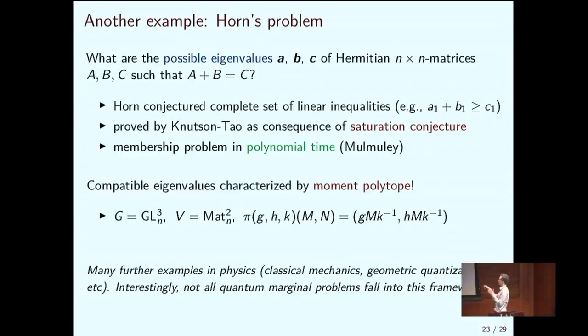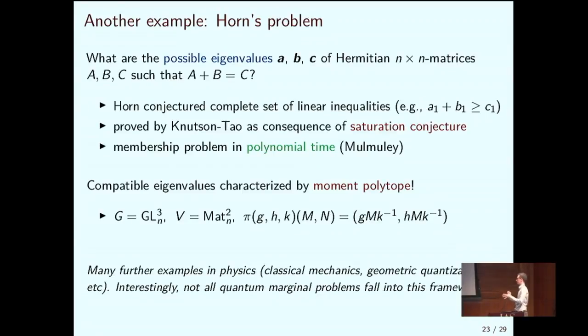Again, it's not clear. It's easy to write down certain inequalities. For example, using such variational principles, you can easily see that the sum of the largest eigenvalues of A and B should be at least as large as the largest eigenvalue of C. All inequalities here are of this form. They are linear inequalities of the eigenvalues. So again, there's a convex polytope going on.